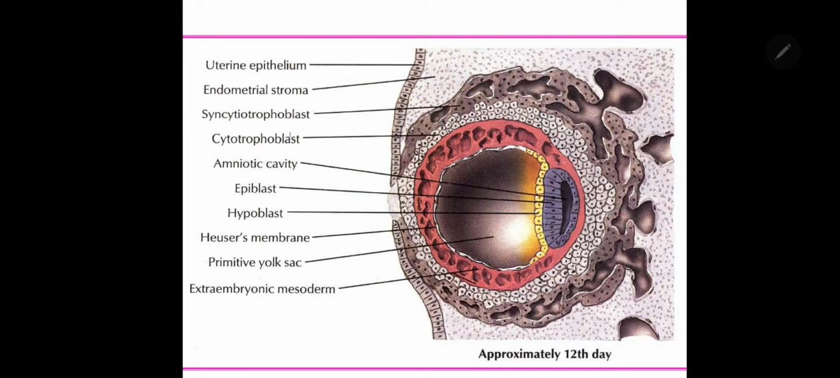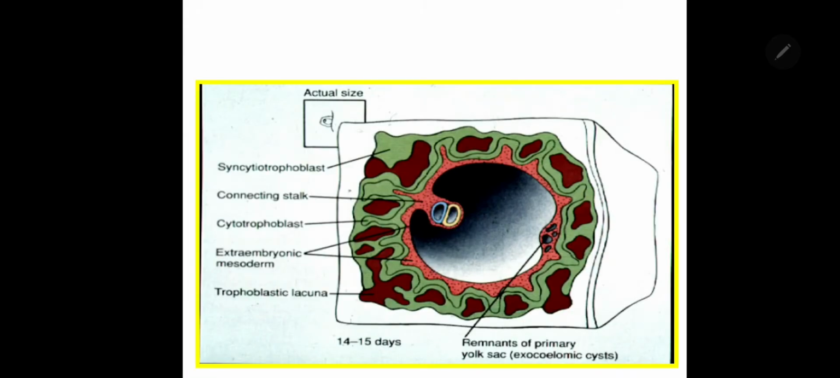The inner cell mass will differentiate into a bilaminar germ disc that you can see here, that is an upper layer and a lower layer, epiblast and hypoblast, and then it will differentiate to form the 3 germ layers, that is called gastrulation.